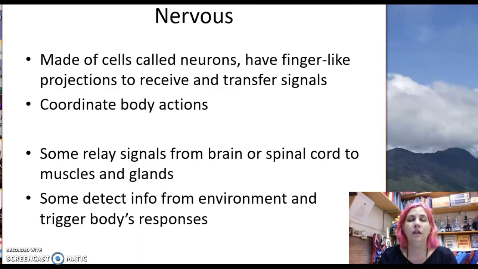So there's two distinct things that the nervous tissue is responsible for. Relaying signals from the brain out into the muscles and glands to make your muscles or glands do things, and detecting information from the environment and triggering a response. So getting information from the environment back to the brain, which then causes the relay of signals from the brain back to the muscles and glands. So it's a continuous cycle, but there's two distinct roles.